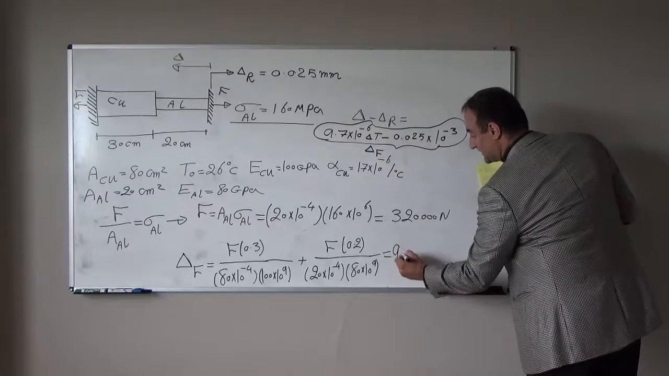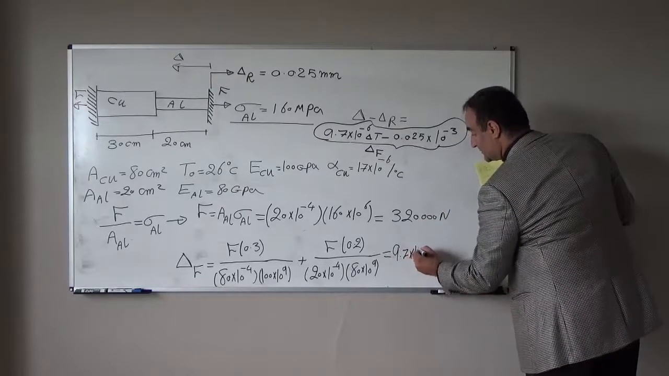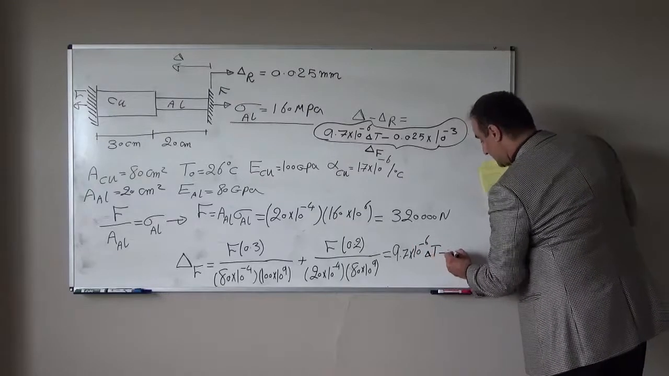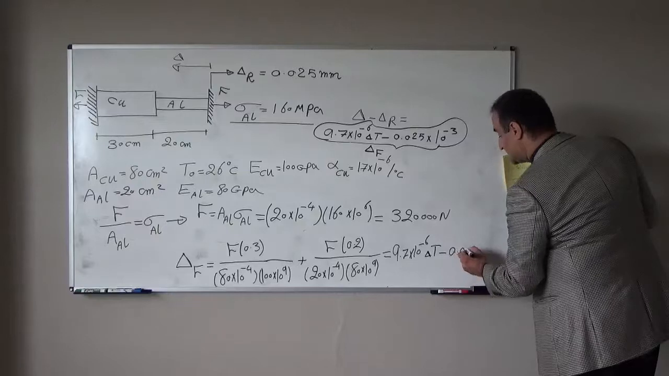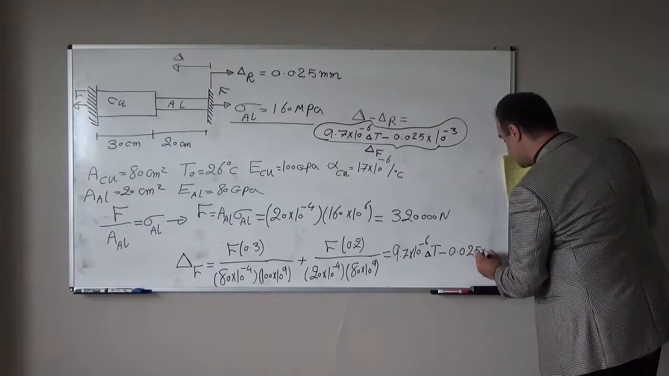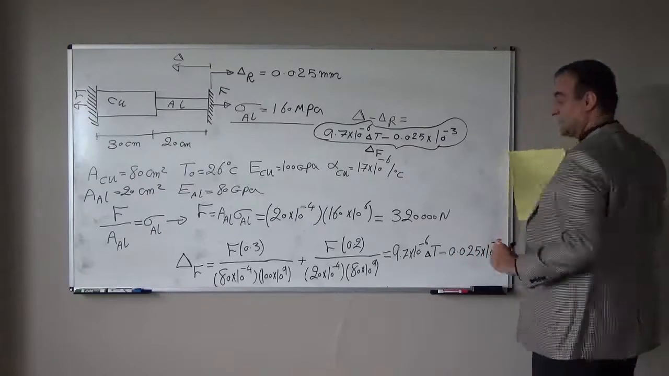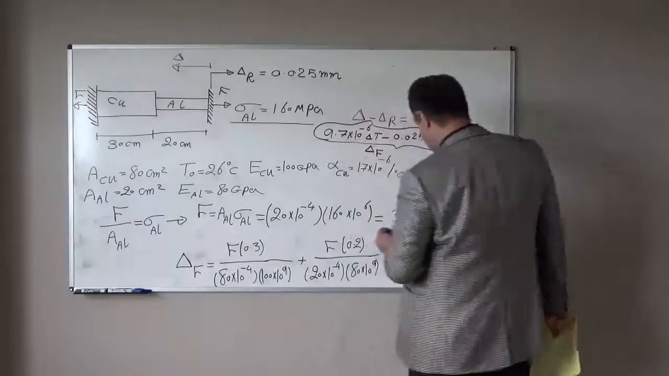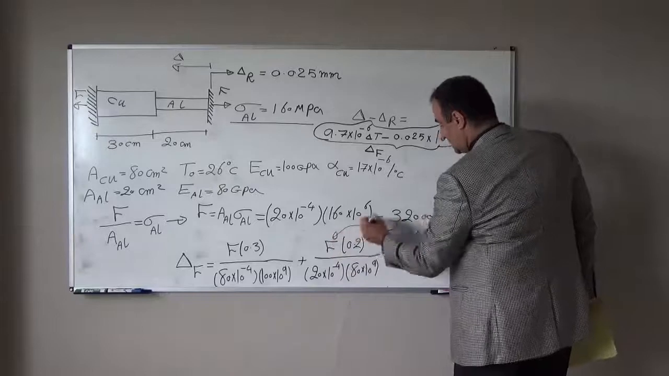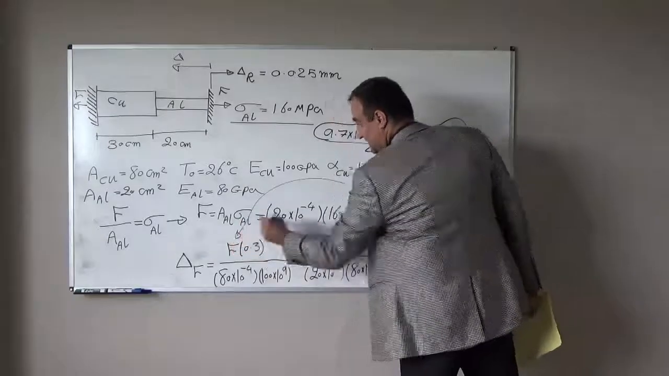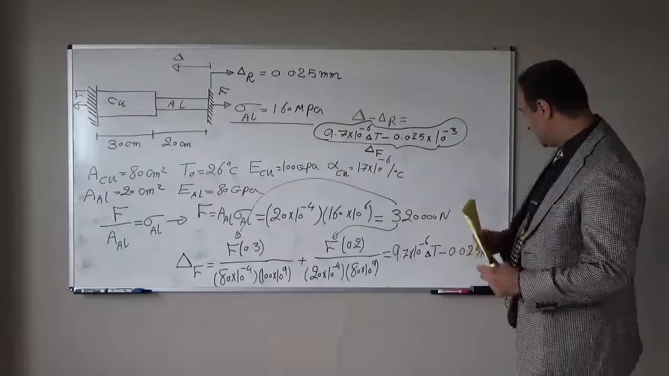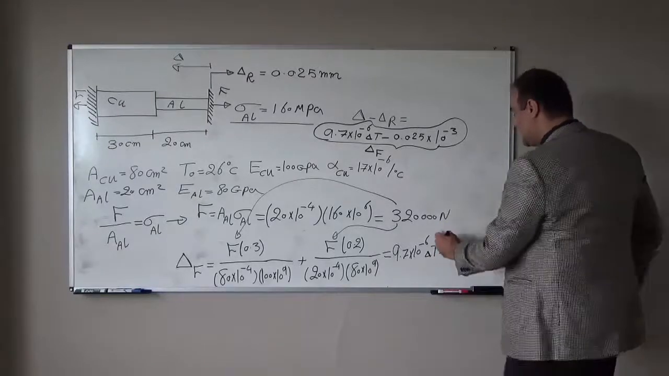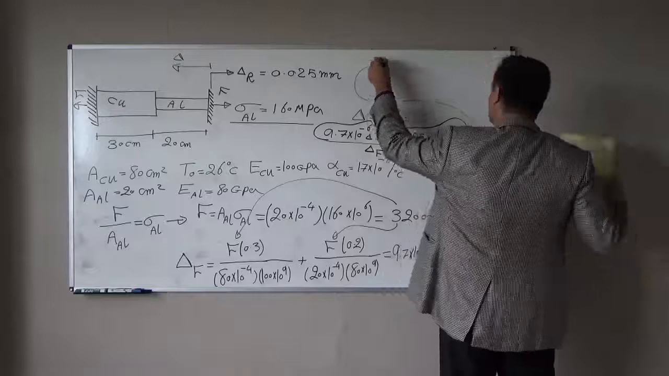That delta is 9.7 times 10 to the power of negative 6 delta T minus 0.025 times 10 to the negative 3. Here F is known. I substitute F from here to here. One equation, one unknown. The unknown is delta T. From here I can find delta T.